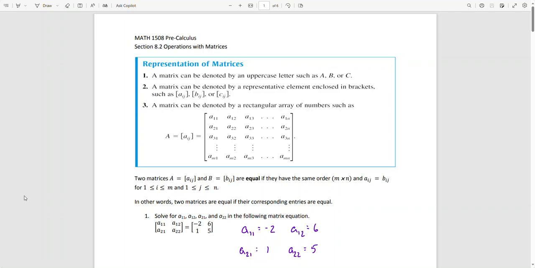Here we go. A matrix can be denoted by an uppercase letter such as A, B, or C, or any other letter. I know you know what letters are, and I don't care what language the letters are in too. You want to give me some Cyrillic alphabet? Go for it. A matrix can be denoted by a representative element enclosed in brackets. All right, so little a_ij is the representative element of matrix A. Or we could just write out the whole array of numbers. All right, our rectangular array where we have rows, we have columns, everything's organized, everything means something.